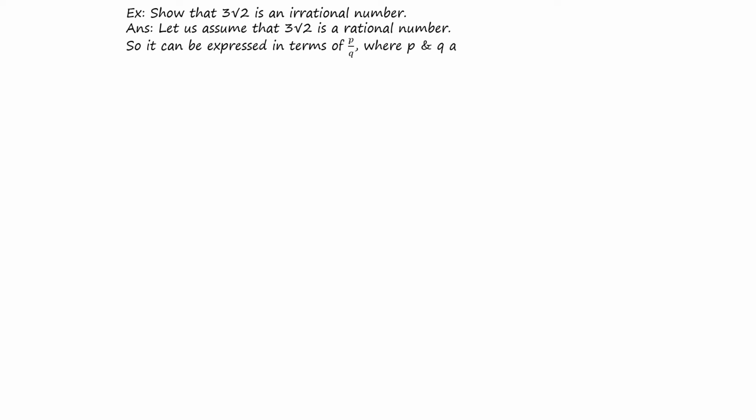Let's see some examples. Prove that 3 root 2 is an irrational number. Let us assume that 3 root 2 is a rational number. So it can be expressed in the form p by q, where p and q are integers and q not equal to 0. So we write p by q equals 3 root 2, or it can be written as p by 3q equals root 2.